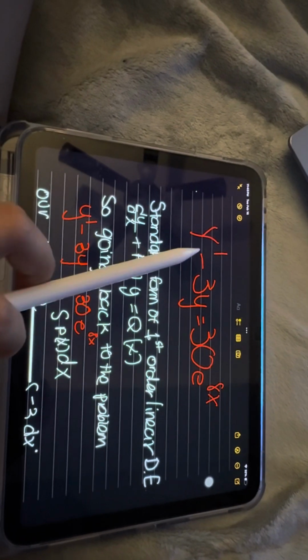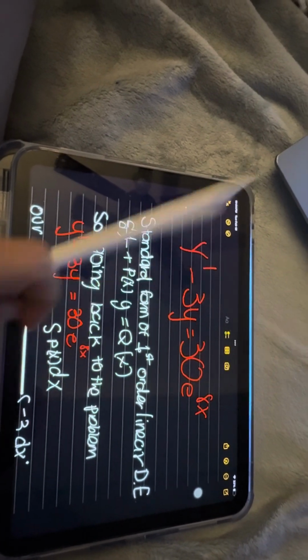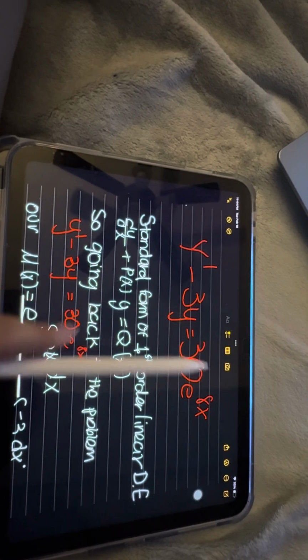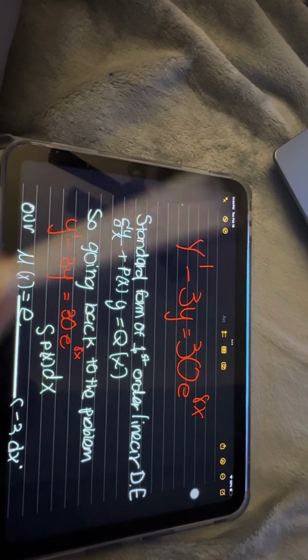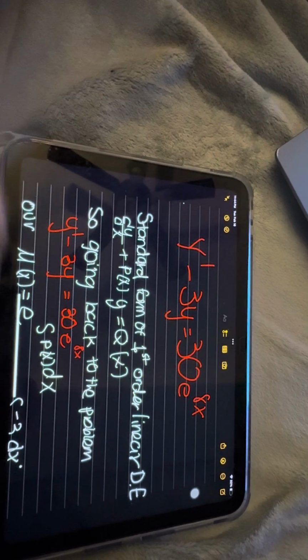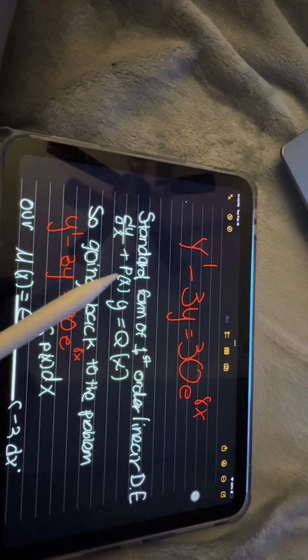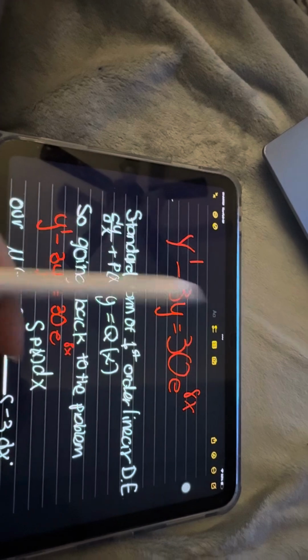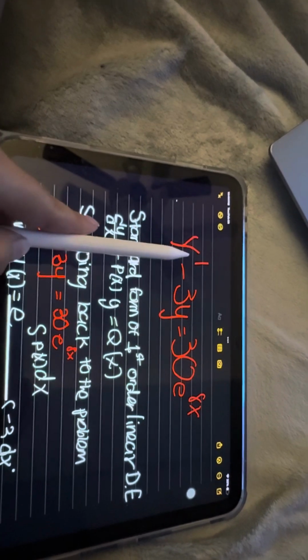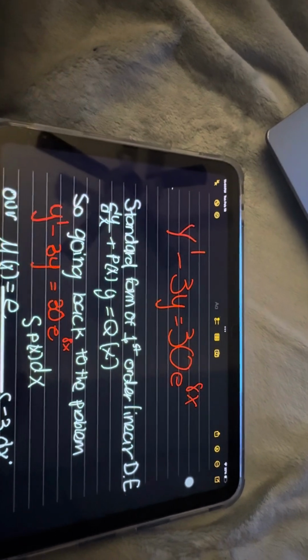We are asked to solve this first order linear differential equation: y prime minus 3y equals 30e to the 8x. In order for us to find our integrating factor, we need to first check whether this is in standard form of a first order linear differential equation, which is what we have.